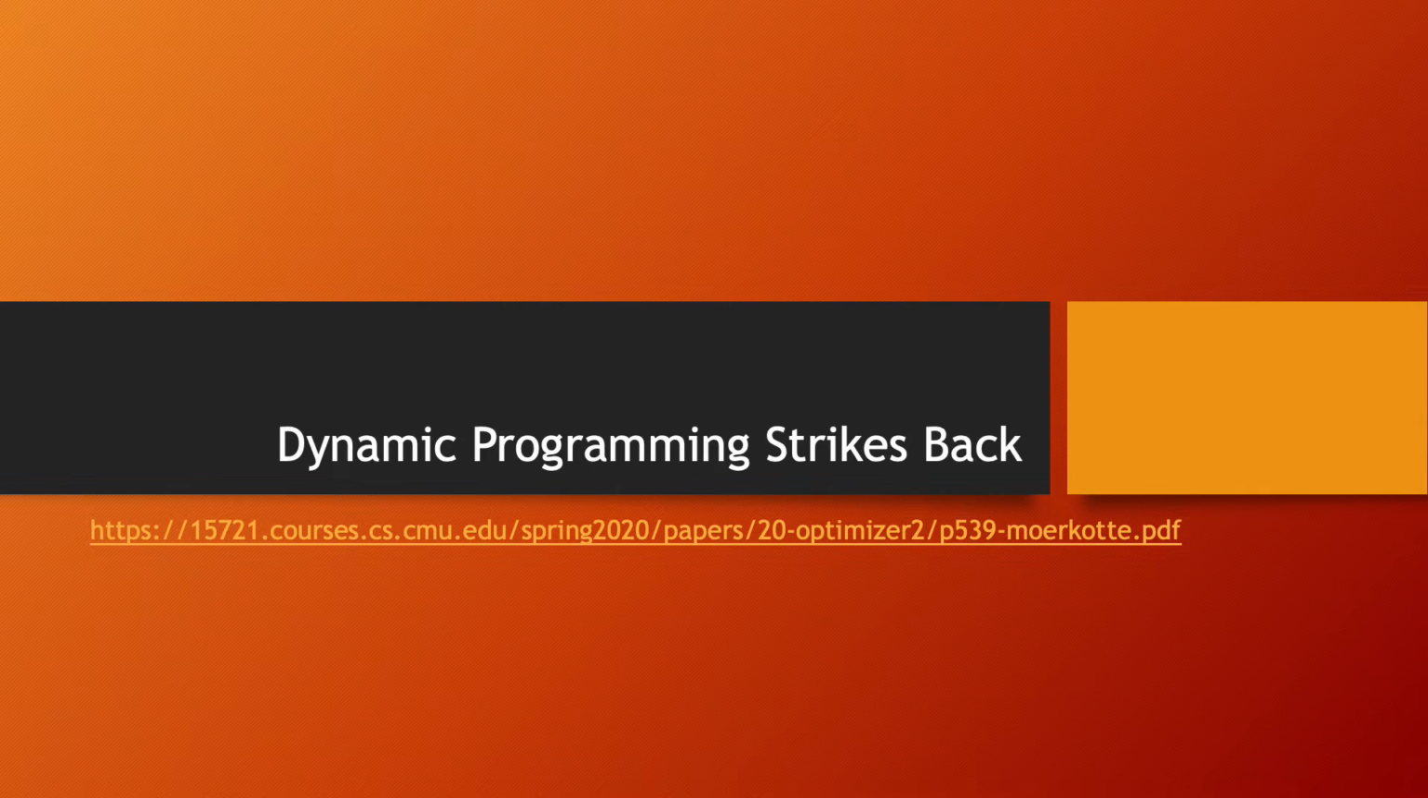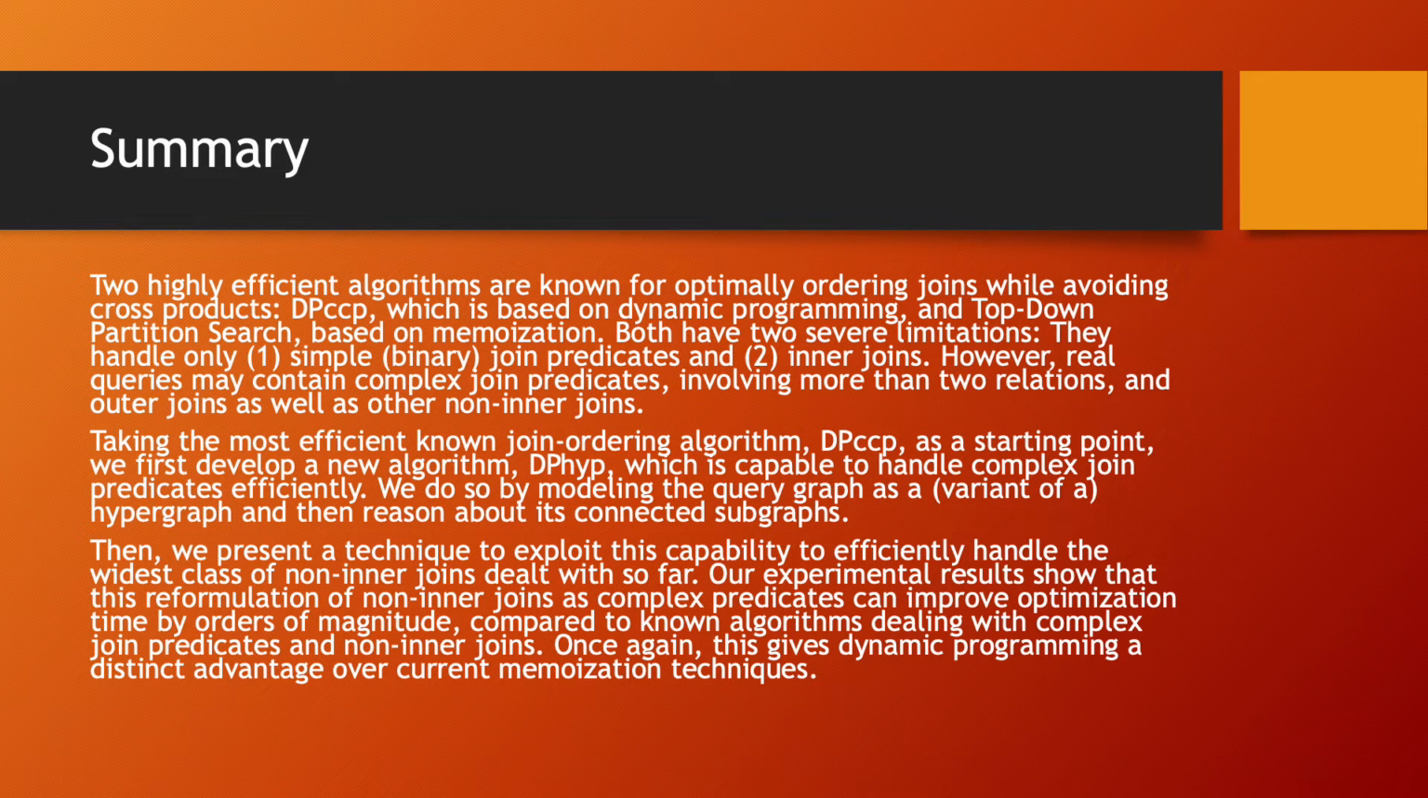The paper of the day is Dynamic Programming Strikes Back. Two highly efficient algorithms are known for optimally ordering joins while avoiding cross products: DPccp, which is based on dynamic programming, and top-down partition search based on memoization. Both have two severe limitations.